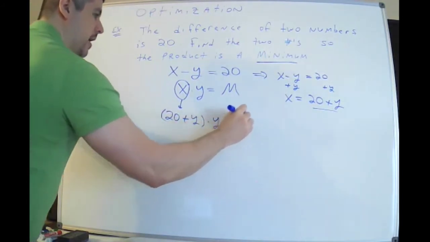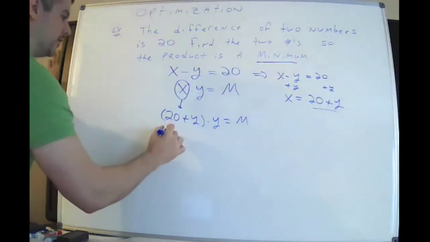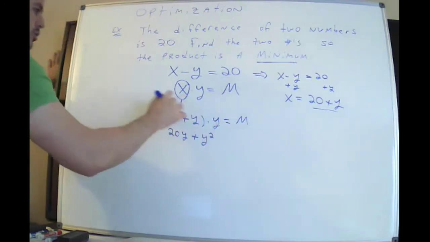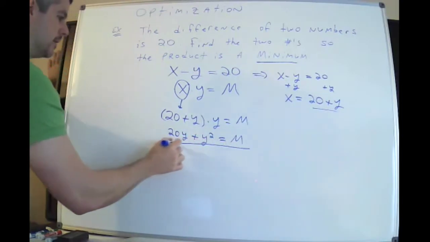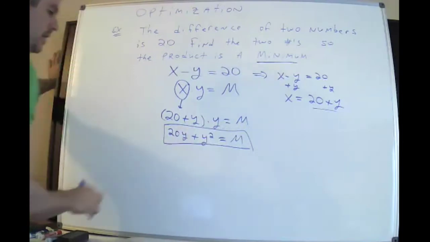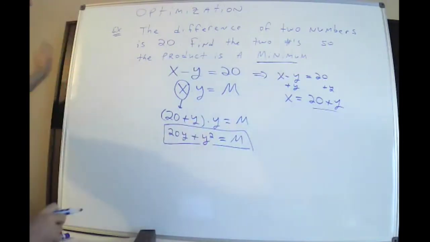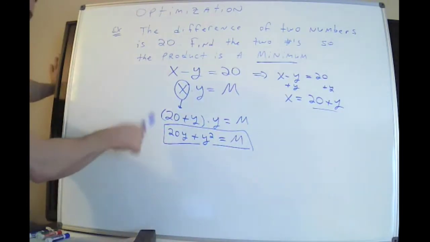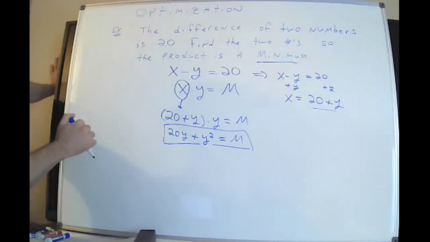So again, this is my max equation or min equation. I'm going to distribute the Y, so you're going to get 20Y plus Y squared. So this is my min equation or max equation. Now, what do I do with this? To find the max or min, you take the first derivative and you set it equal to zero. That's where the tangent line would have a slope of zero. It would be a line going left and right, a horizontal line.